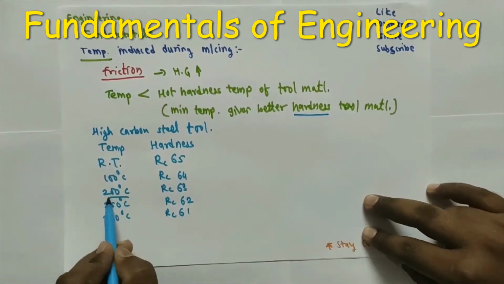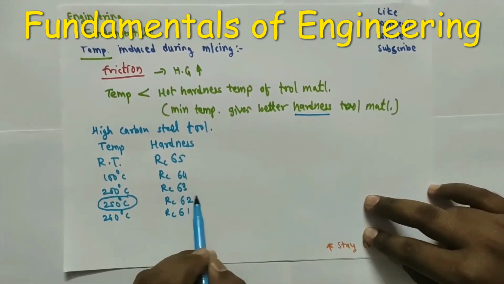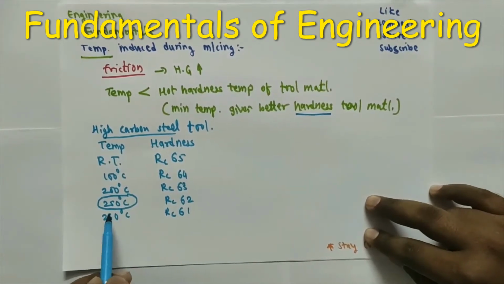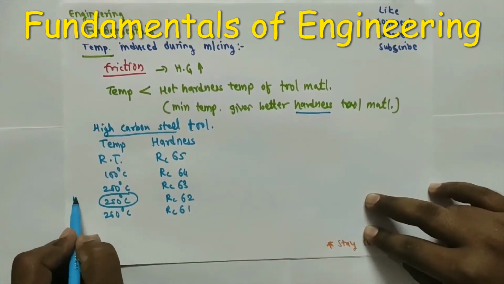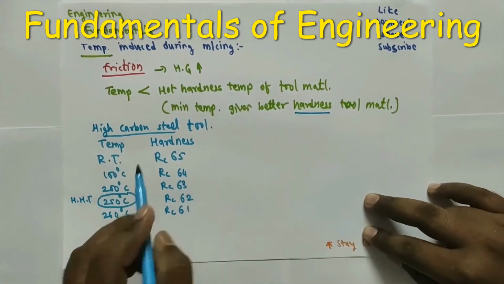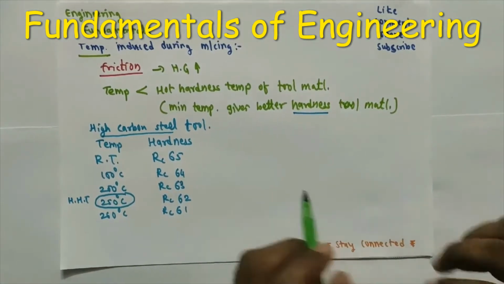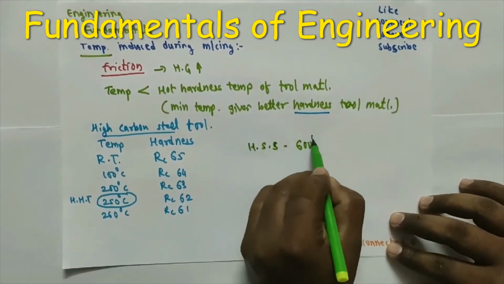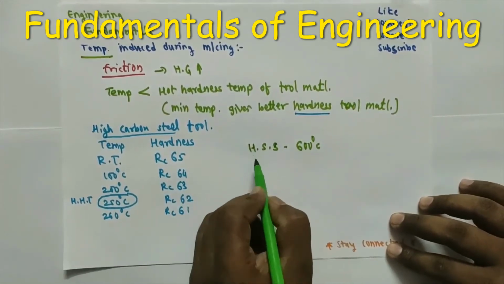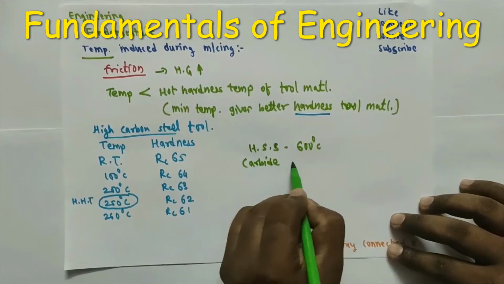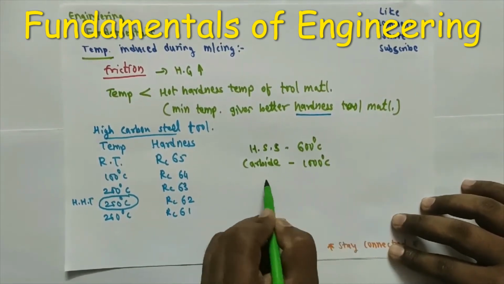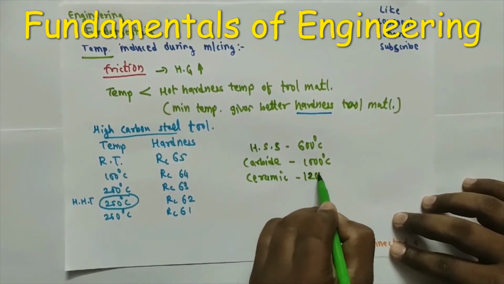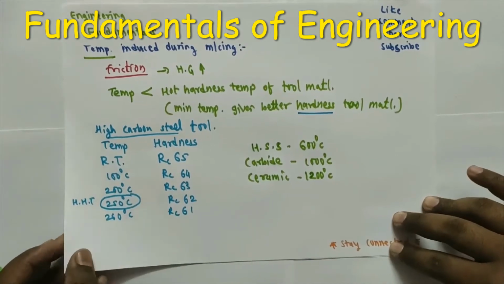So if we consider RC62, the high carbon steel tool will work properly and it will remove the material easily. So this 250 degrees Celsius is the hot hardness temperature for high carbon steel. Same as other tools, high speed steel has a hot hardness temperature of 600 degrees Celsius, carbide has 1000 degrees Celsius, and ceramics 1200 degrees Celsius.